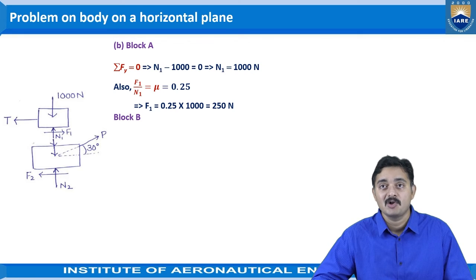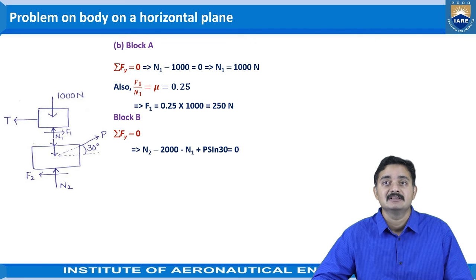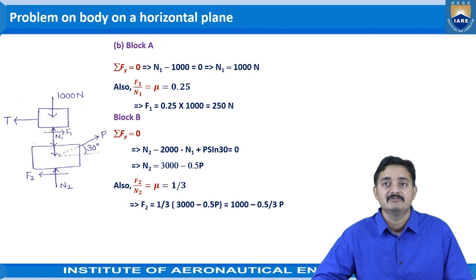When we consider block B, we can apply sigma Fy is equal to 0, where the vertical component forces in this system would be N2 minus 2000 minus N1 plus P sin 30. So that will lead to N2 as 3000 minus 0.5 P. Also, if we apply mu is equal to F2 by N2, given as 1/3, we will obtain the value of F2 as 1/3 into (3000 minus 0.5 P), which is equal to 1000 minus 0.5 by 3 P.